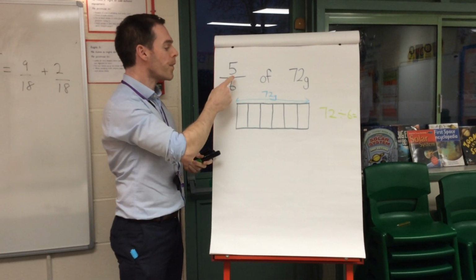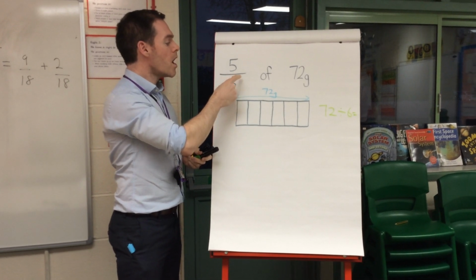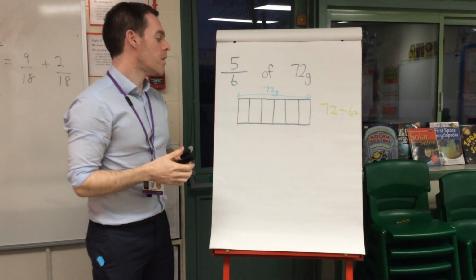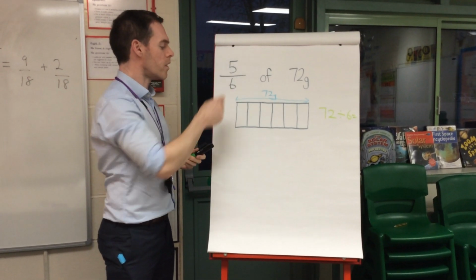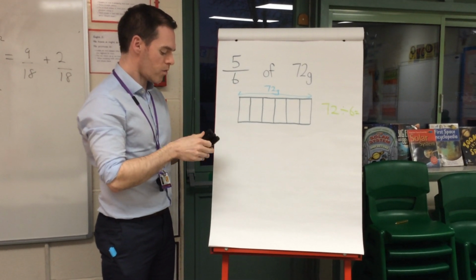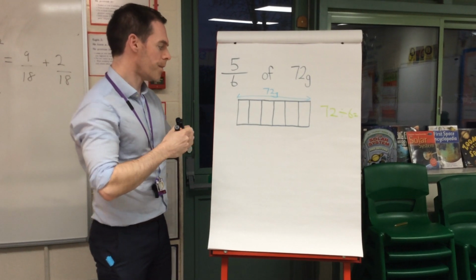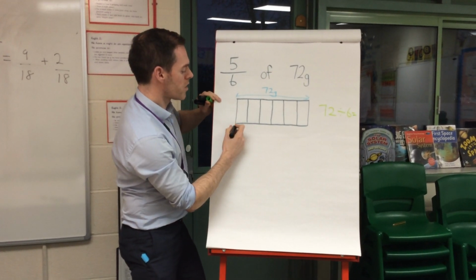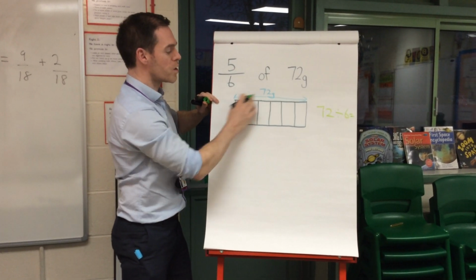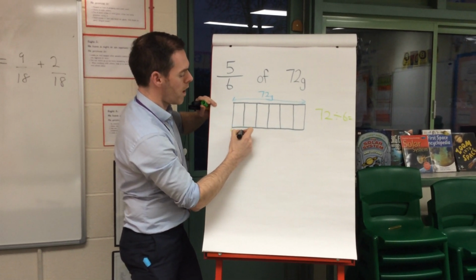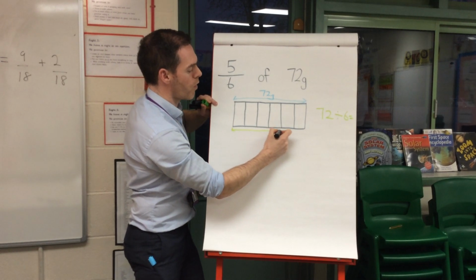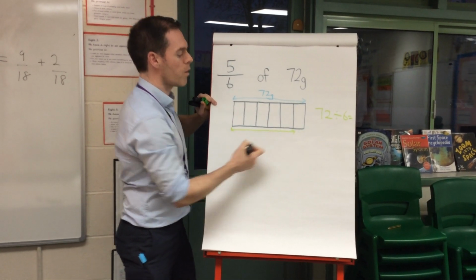Now remember, my numerator tells me the number of parts that I have. So I've got 5 out of these 6 parts. So I can show that at the same time as well, if you want. And I'm going to again do that with an arrow. I've done my arrow for the total on the top, so I'll do this at the bottom. I need to have 1, 2, 3, 4, 5 of those equal parts.